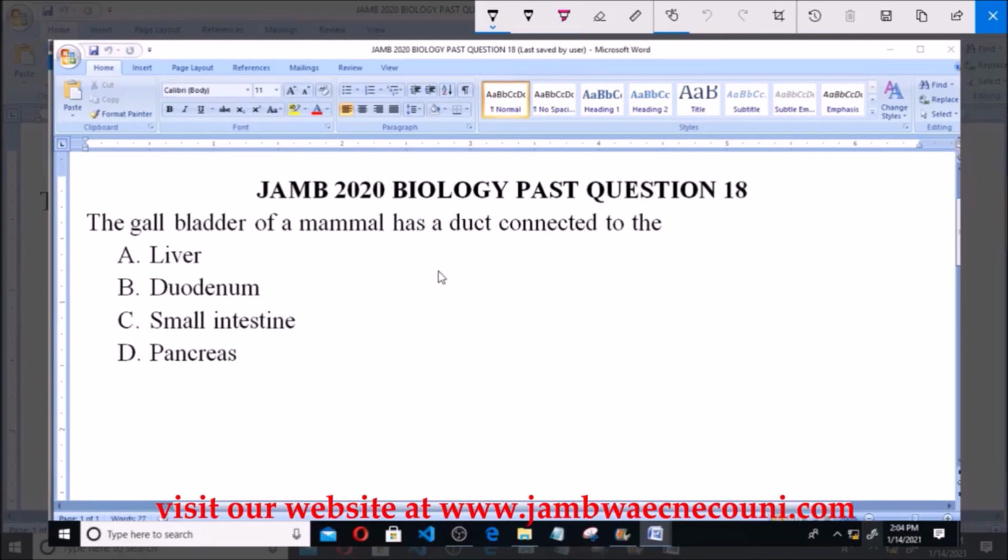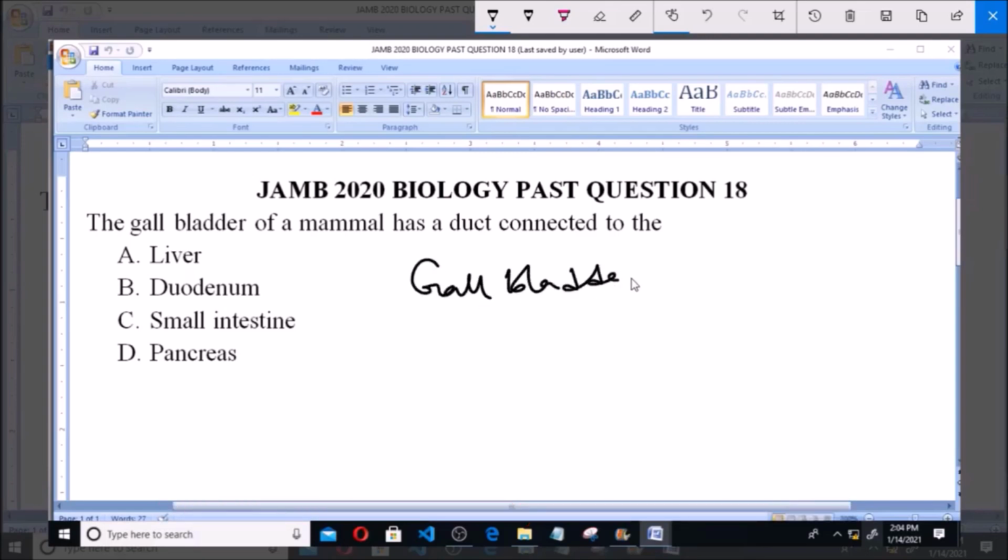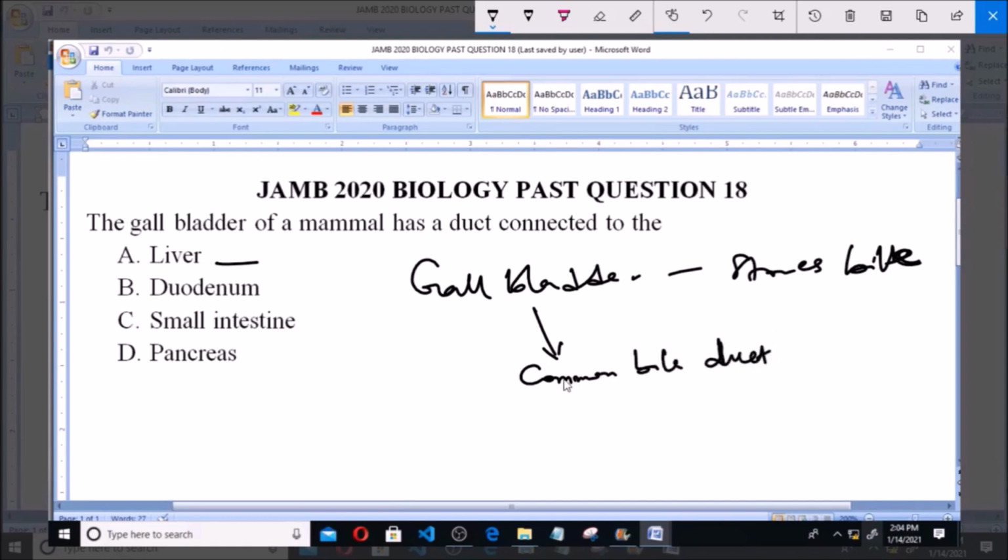Now, the bile stored in the gallbladder is not produced in the gallbladder, it is produced in the liver. So the liver produces the bile, but this bile is stored in the gallbladder. Now from the gallbladder we have a duct known as the common bile duct. Now this common bile duct will unite with a duct from the pancreas.